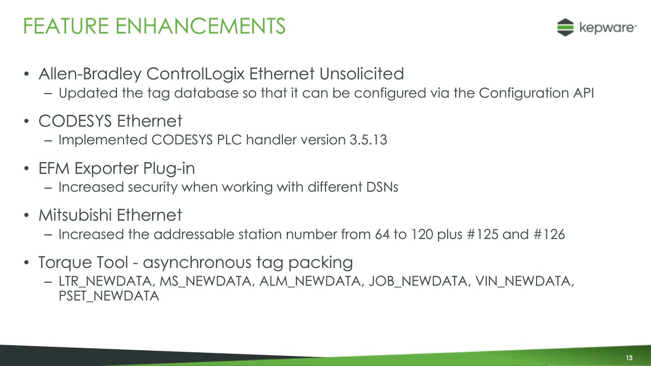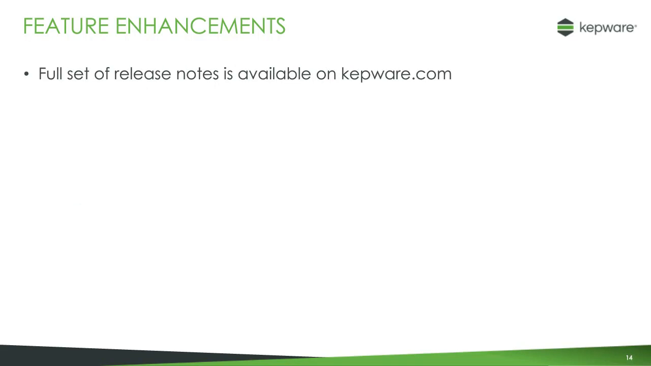We've added a few more station numbers onto the Mitsubishi Ethernet driver, from 64 to 120, plus a couple of others there, number 125, number 126. And we've also done some asynchronous tag packaging for the torque tool driver, bringing some more functionality to that as well. As always for our releases, you can find each of the new feature enhancements under the release notes at kepware.com. So any additional information you're looking for there and any of the new features we've added to those drivers, you can of course find detailed information in the help files.